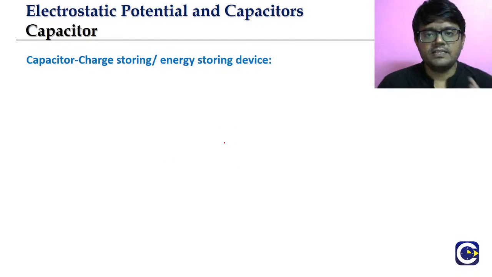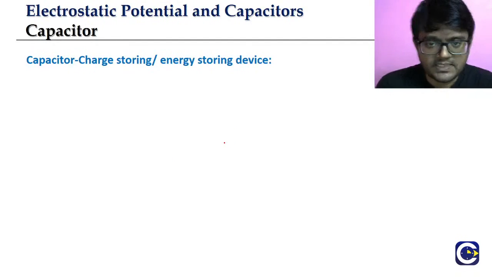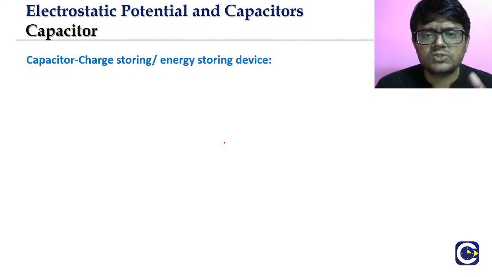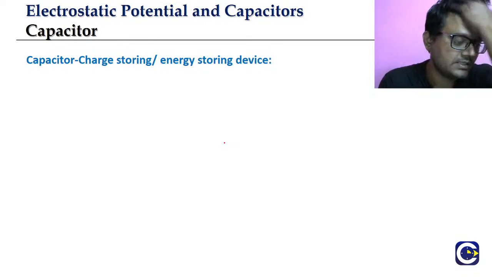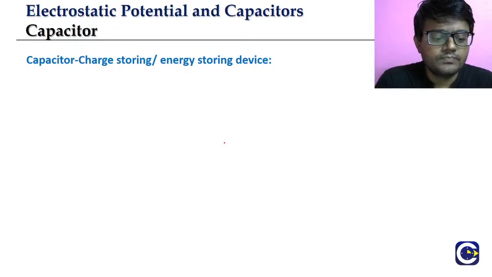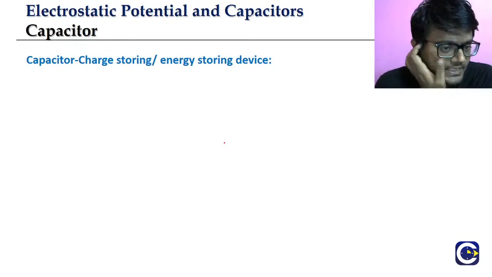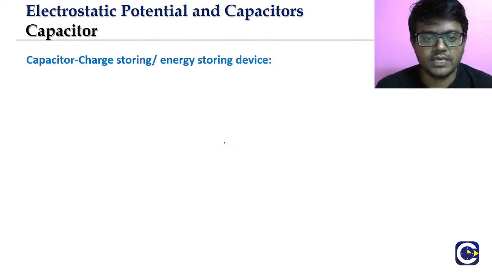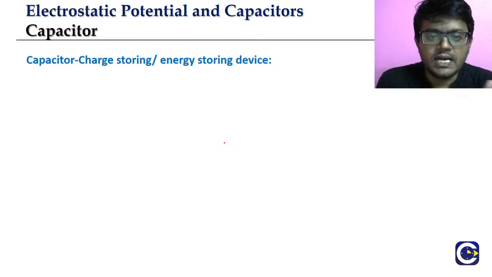First, what do you call a capacitor? See, whenever we talk about charge in electrostatics, the idea is how to store that charge. So in what way can we store the charge? Because we need charge storage. When we want to move the charge from one place to another, we will be required to store the charge. In one place we should be able to store the charge. We can call it a charge storing device.